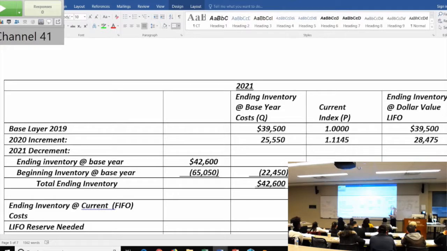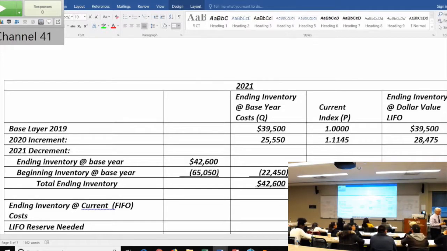Yeah, what would happen is that this decrement would be split. You'd have 25,550 at 1.1145, and then you would have 1,000 at 1. Like one said, you will have a liquidation. Yeah, it goes to LIFO. It's in LIFO order. So this is the way dollar value LIFO would work.